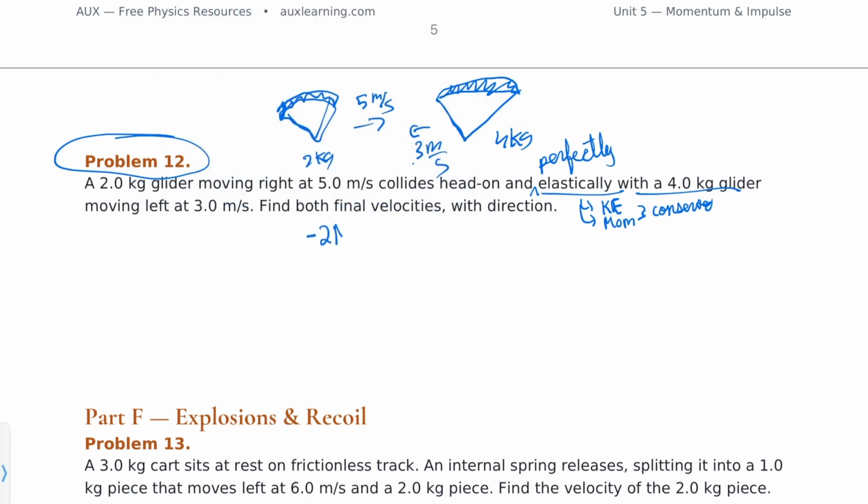So negative 2 Newton seconds is equal to what? Our momentum final, right? The 2 kg glider will have its own velocity, right? We don't know what that velocity is yet, so I'll just label it as V1. Then the 4 kg will also have its own momentum and velocity. So 4 times velocity 2. You can divide the entire equation by 2, and you'll get V1 plus 2V2 is equal to negative 1. Okay?